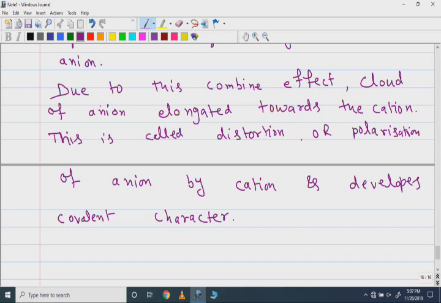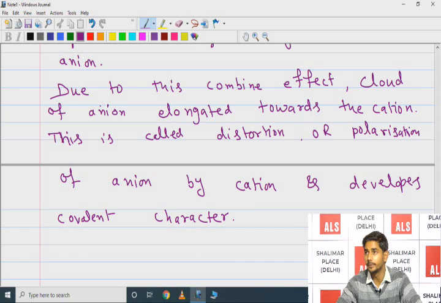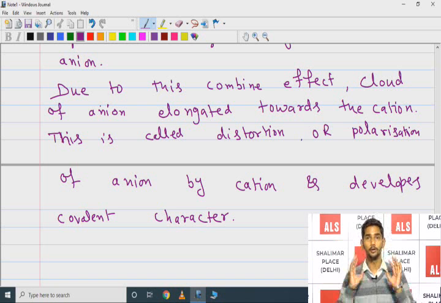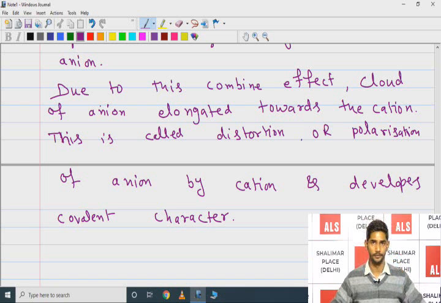Guys, remember one thing: higher is the polarization, higher would be the covalent character. Higher polarization means higher neutralization of the charge, means higher distortion, and that would result in higher covalent character in an ionic bond. That depends on certain factors that are given by Fajan. So we have to discuss those rules. Copied.